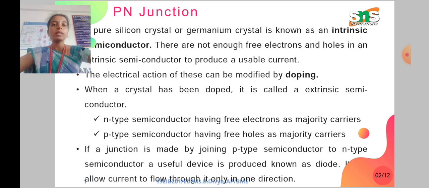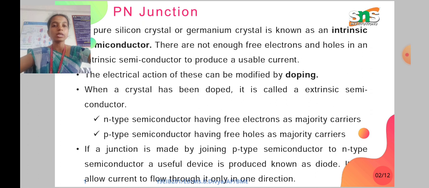The electrical actions of these can be modified by doping. To increase the usable current, we go through a process called doping. When a crystal has been doped, it is called an extrinsic semiconductor. An extrinsic semiconductor is an impure semiconductor, and an intrinsic semiconductor is a pure semiconductor. By doping, we make the pure intrinsic semiconductor into an impure extrinsic semiconductor.